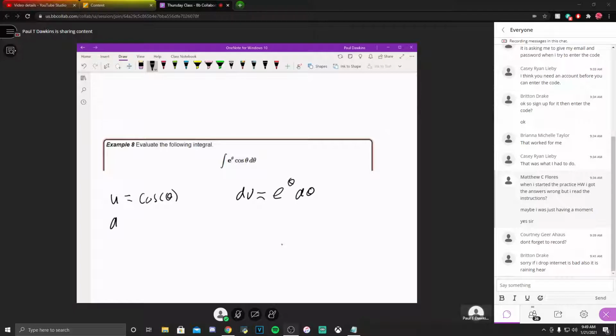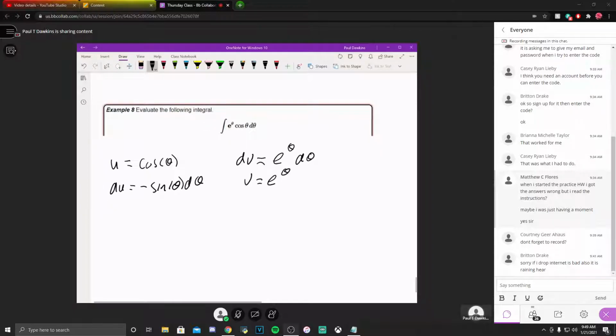All right. So let's go ahead and finish this out, or I should say, do this step. Again, the derivative of cosine is dead simple. There it is. And again, the integration of e to the theta is dead simple.